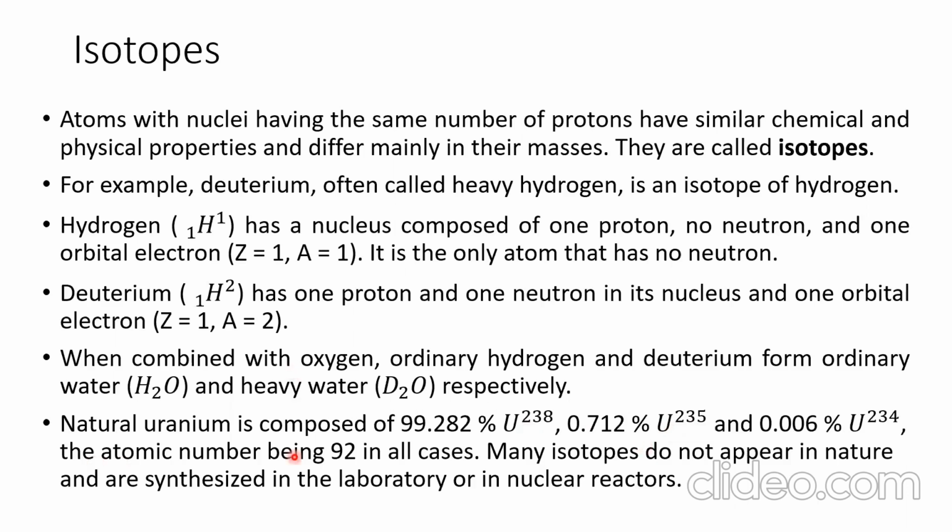The atomic number of all these uraniums, uranium 238, 235, 234, is 92. Atomic number 92 means the number of protons in all three cases is equal to 92, but the number of neutrons is different. When you subtract 92 from 238, you will find the number of neutrons in uranium 238. Similarly, you can calculate the number of neutrons in uranium 235 and uranium 234.